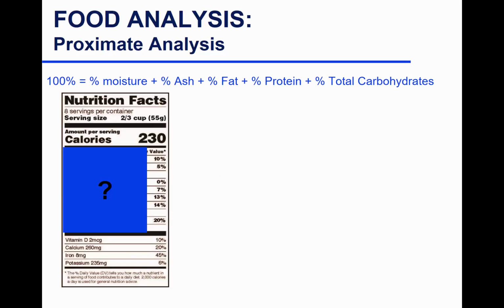So all of these major components, the moisture, ash, fat, protein, and total carbohydrate, if you sum them all up, they would approximate to 100%. These are the major components of food, and when you sum up the percentages of all of them, it should add up to 100% of the major components in food.